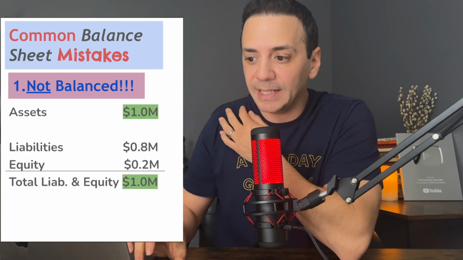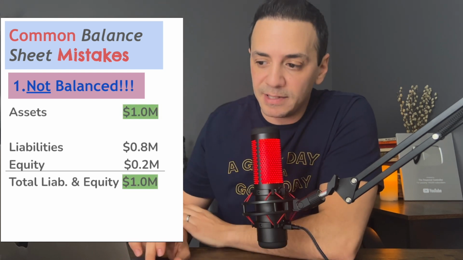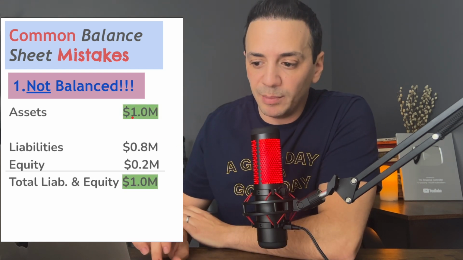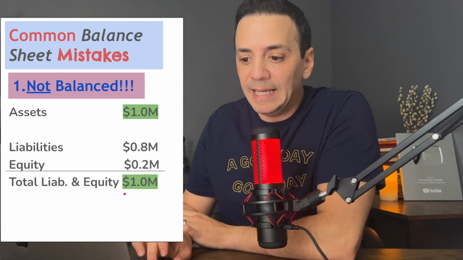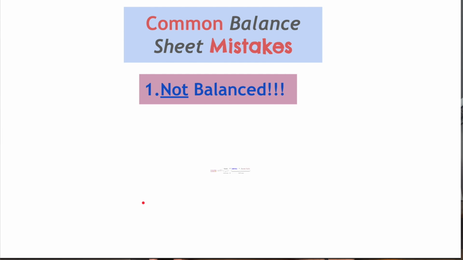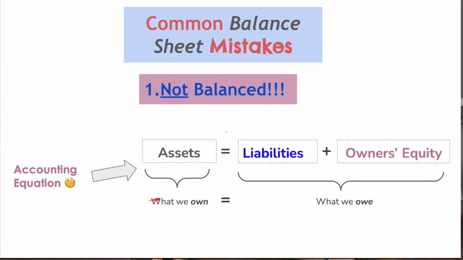All right, let's begin with an obvious kind of mistake, right? When we say balance sheet, it means that it needs to balance, right? The assets need to equal liabilities plus owner's equity. So if you're looking at any balance sheet, for example here, assets is $1 million, total liabilities and equity is also $1 million. The reason for that is that the accounting equation, which is the basis for everything in accounting, dictates that assets equals liabilities plus owner's equity.